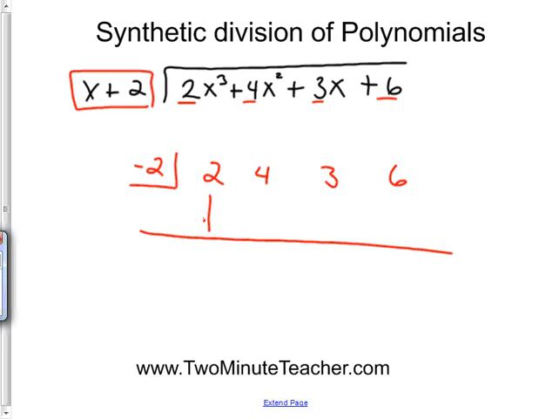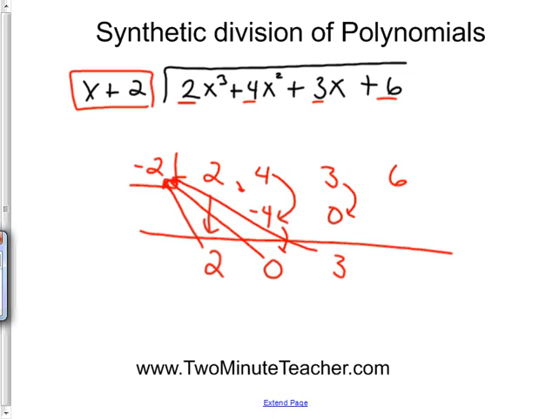You just drop this number down, and now I'm going to multiply this number times this number and put it right here. So 2 times -2 is -4. And now I add the 4 and the -4, and I put it here, 0. Now I multiply again. This times the -2, and that makes 0. And now I add these again, 3. And now I multiply 3 times the -2. That makes -6. And then I add them, and I get 0.